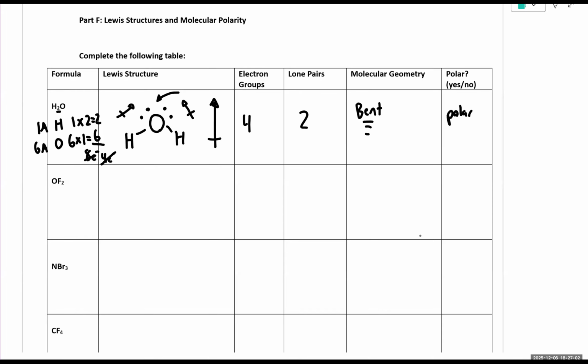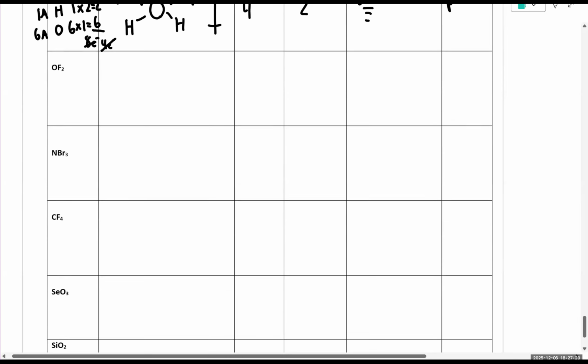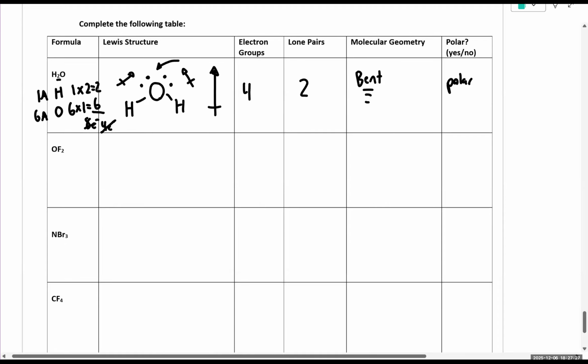As a general rule of thumb, if you see a lone pair on your central atom and there are polar bonds in your molecule, your overall molecule will be polar. Okay, so with that example in mind, I'd like you to complete the remaining Lewis structures independently. And if you need additional reference examples in terms of drawing Lewis structures and predicting electron pair and molecular geometry, I would encourage you to reference the lecture videos provided in Canvas.